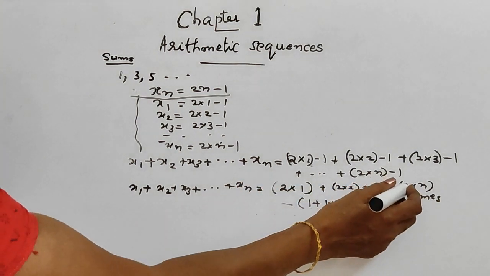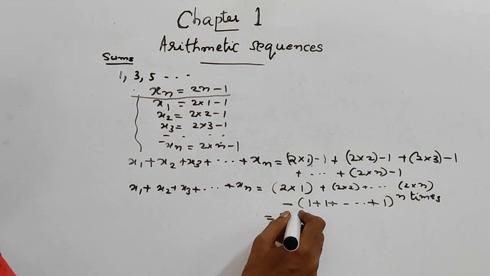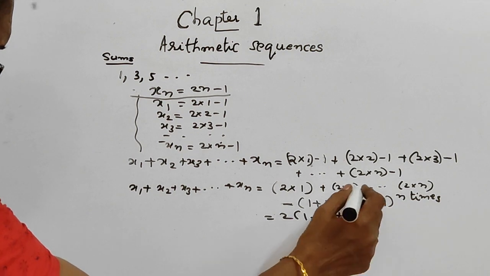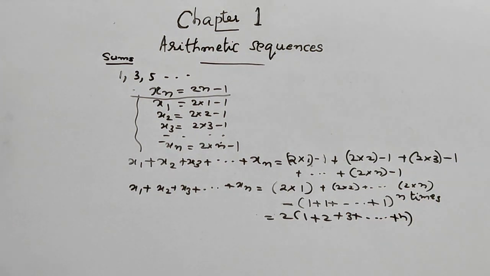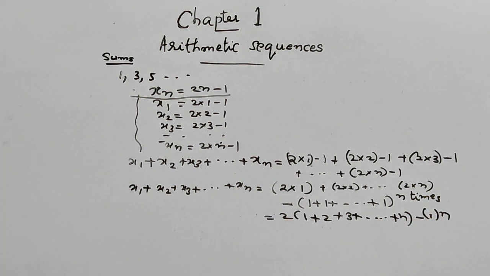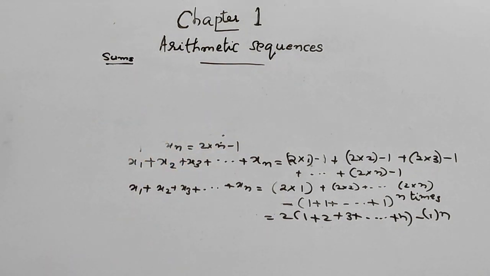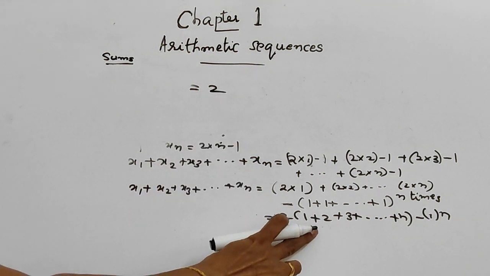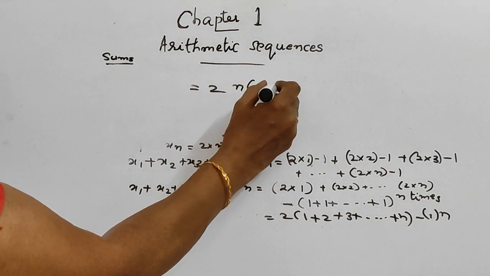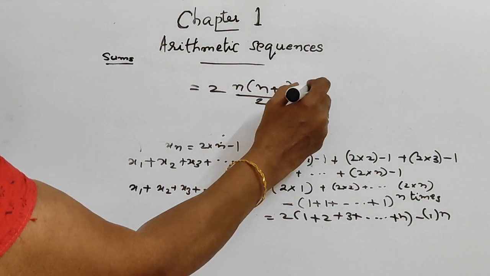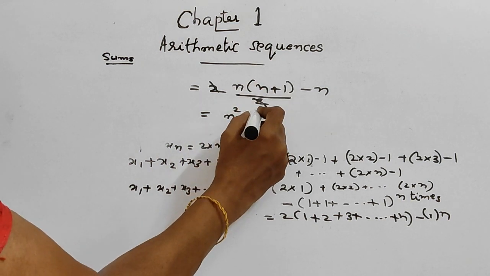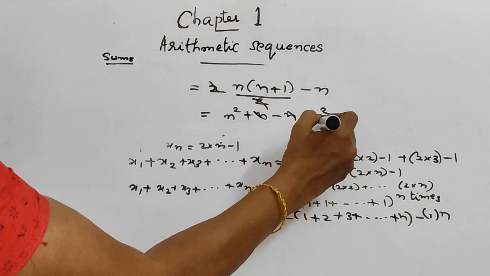So we can take 2 as a common factor from this. We get 2 into (1 plus 2 plus 3 plus and so on up to n) minus 1, n times. So what will we get? 2 into, since 1 plus 2 plus 3 plus up to n is n into (n plus 1) by 2, we write n into (n plus 1) by 2 minus 1 into n, which is minus n. The 2 gets cancelled. Opening the bracket, n squared plus n minus n is equal to n squared.